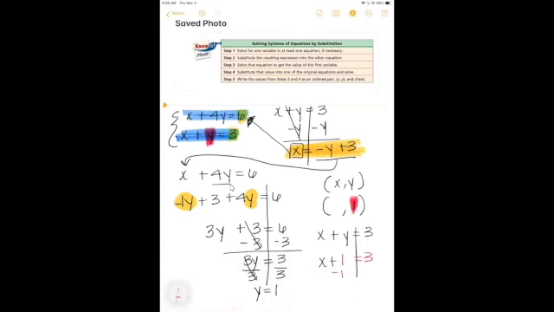I'm going to subtract 1 on both sides. All right, and bring down my x. 3 minus 1 is 2. So that means x is equal to 2.